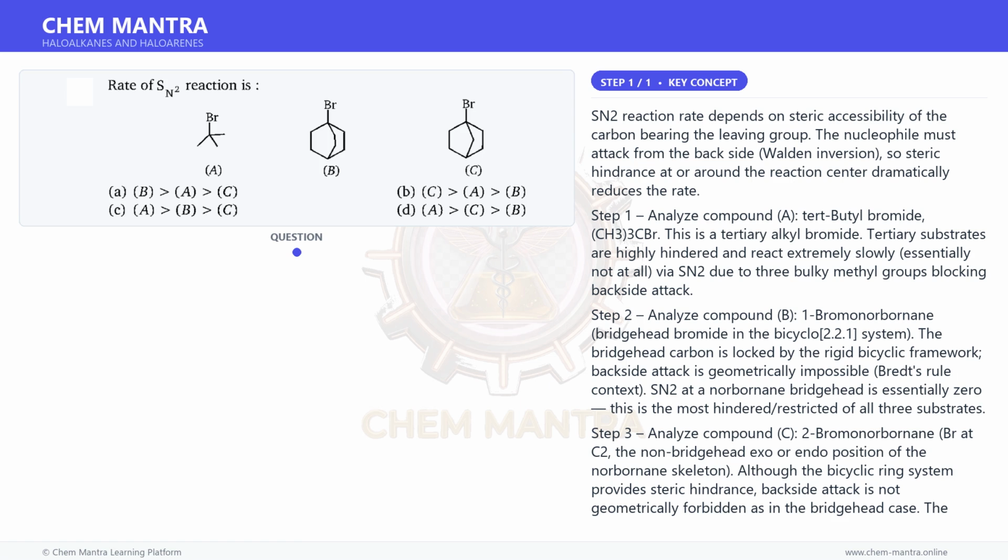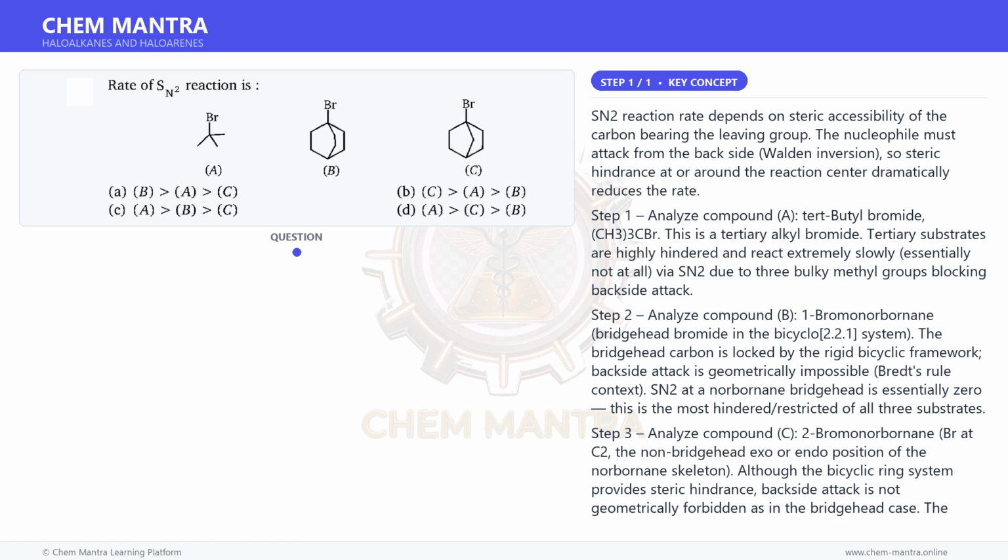Step 4. Order the rates. C, secondary non-bridgehead norbornyl bromide, backside attack possible, moderate steric hindrance, highest SN2 rate among the three. A, tertiary neopentyl-like substrate, very hindered tertiary center, very slow SN2. B, bridgehead norbornyl bromide, geometrically locked, backside attack impossible, essentially no SN2. Therefore the order is C, A, B, which corresponds to option B.